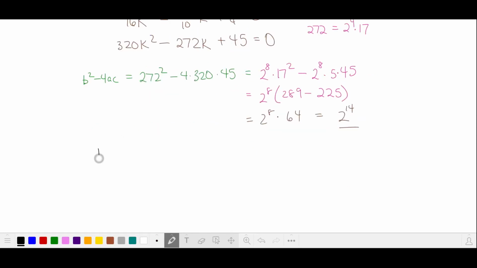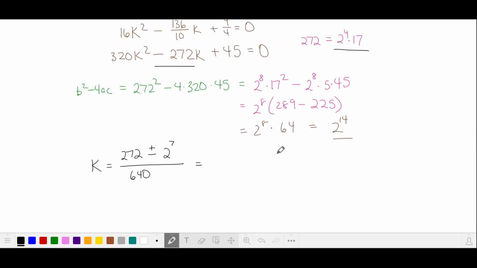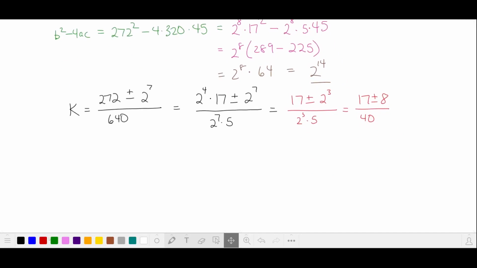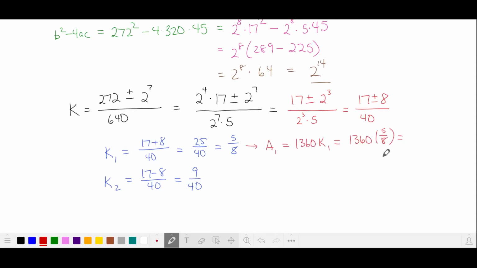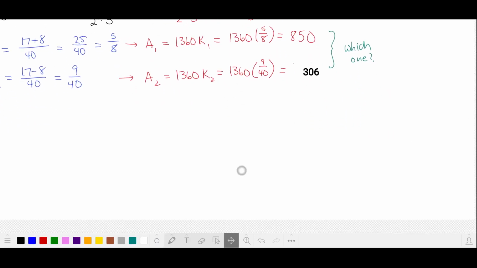So let's plug this into our quadratic formula. It's negative b plus or minus the square root of 2 to the 14th, all over 2a. We have a bunch of 2's in these prime factorizations, so let's rewrite this in terms of powers of 2, and then we can cancel all the 2's. So we have two values for k, 5/8 and 9/40. The problem asks for the area of the square. So one possible area is 1360 times 5/8, or 850. Or for the other area, we multiply by our other value of k, 9/40, which gives us our second possible area, 360. We need to figure out which one is the true area.